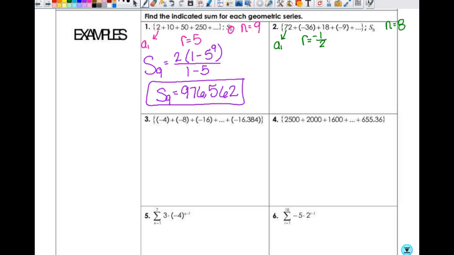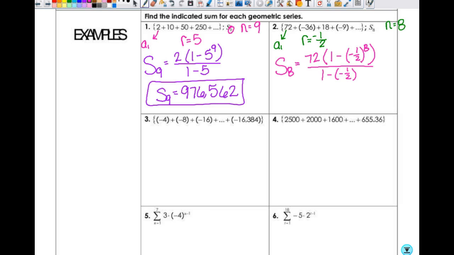It's not any more difficult than this one, but the reason I wanted to do this one is because it's going to have a fraction and a fraction, and I want you typing it in your calculator like that. So the sum of those 8 terms is equal to a1, which is 72, times 1 minus a negative 1/2 to the 8th power, all over 1 minus a negative 1/2. Oops. So right here, can I make this 1 plus 1/2 to the 8th power? No, because there's an exponent there.